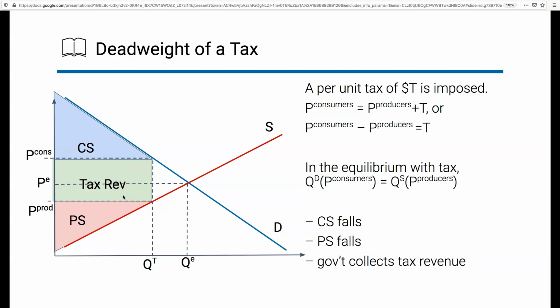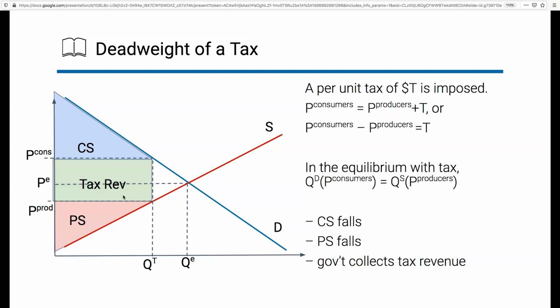Basically, when the government introduces a tax, it inserts a peg between the price consumers pay and the price that producers receive. The height of that peg is exactly the amount of the tax, and with that peg, the government is able to collect tax revenue.